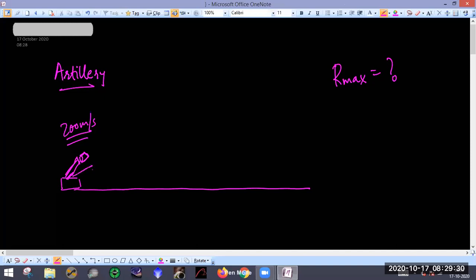It can be fired like this also, or it can be fired like this also if required. Okay, so what I'm saying is suppose it can fire with a speed of 200 meters per second. What is its maximum range? Take G equal to 10.